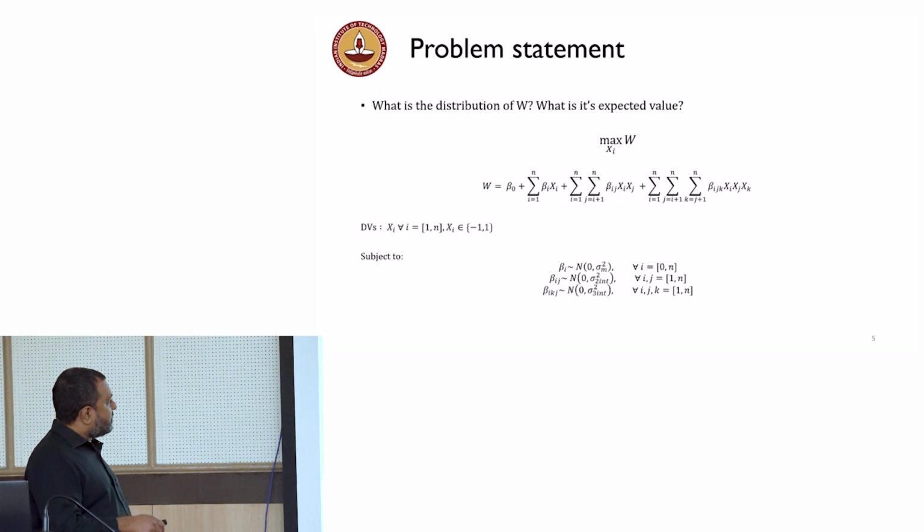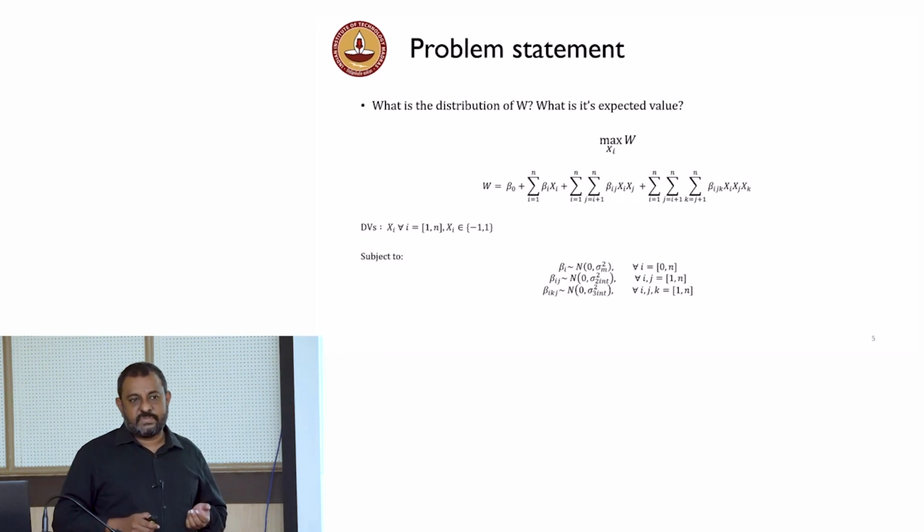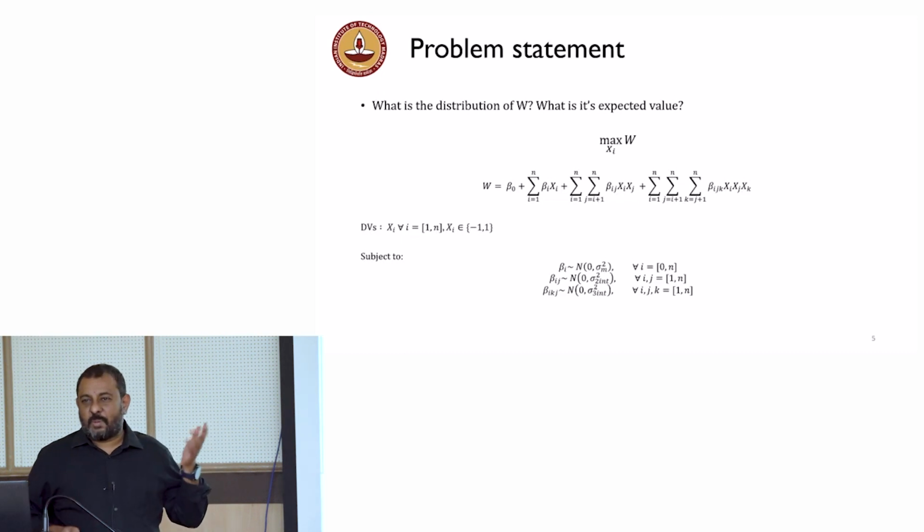So what we're trying to do is we're trying to maximize w. Again, this optimization problem is itself very trivial, right? Why is the optimization problem trivial?